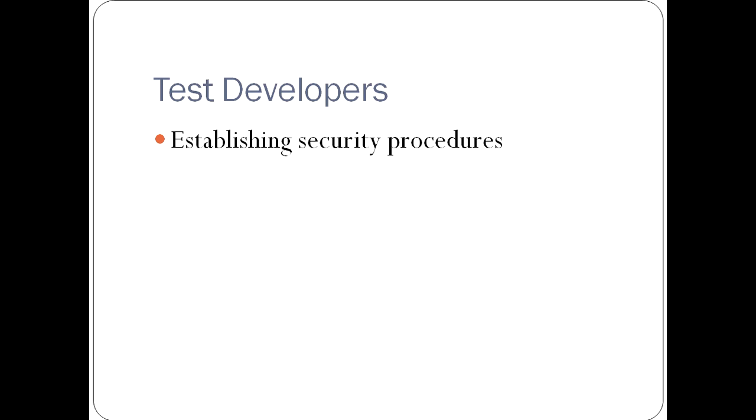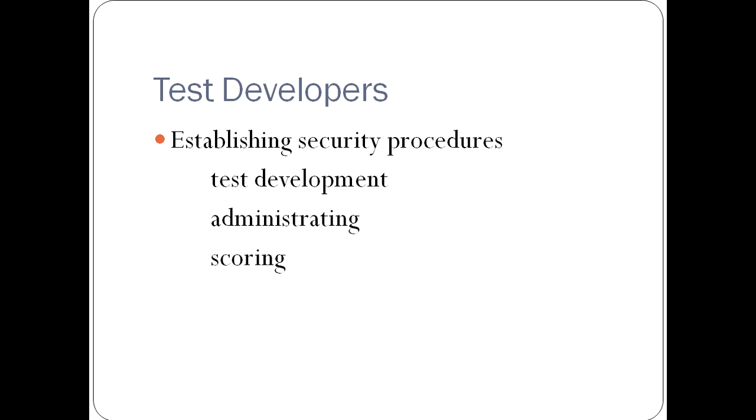Test developers also need to establish security procedures, and this is to ensure that when they develop the test, that it's done accurately, that when people administer the test, that they do it in a way that's secure, and the scoring is secure. And also the reporting by the end of it, putting all the scores together, making sure that it's reported properly and accurately. This is to avoid any kind of tampering that may be involved that would change the scoring.